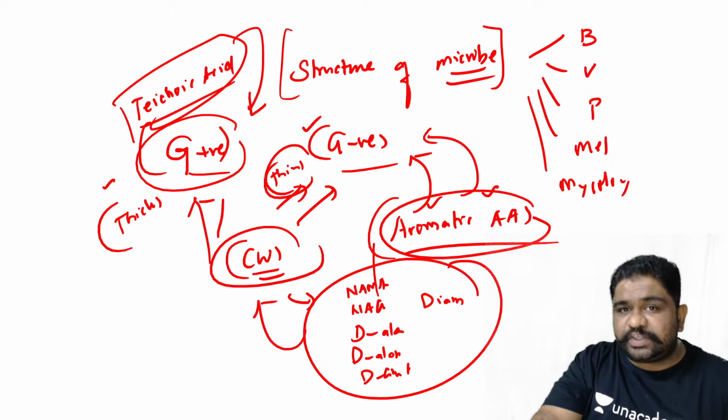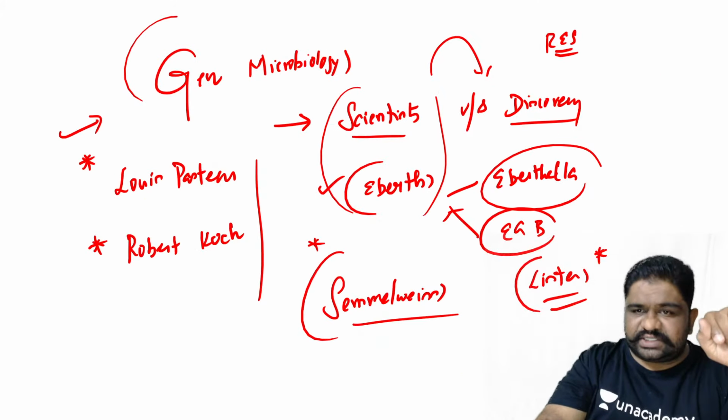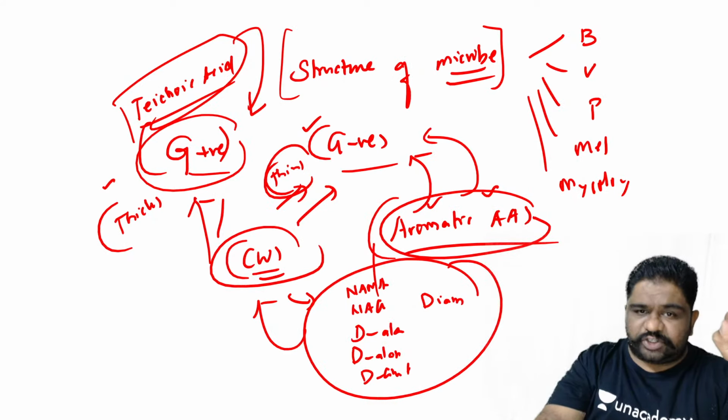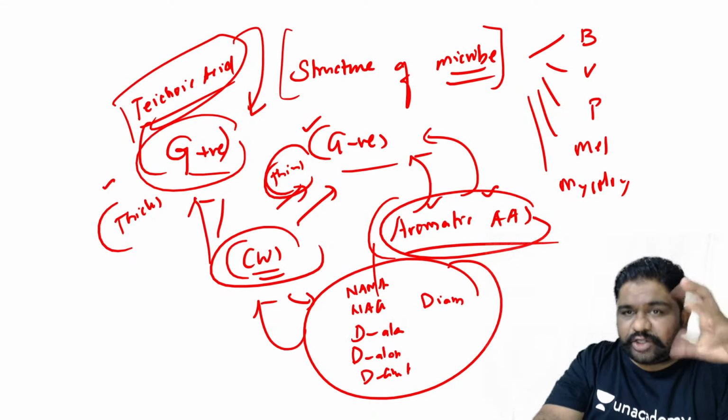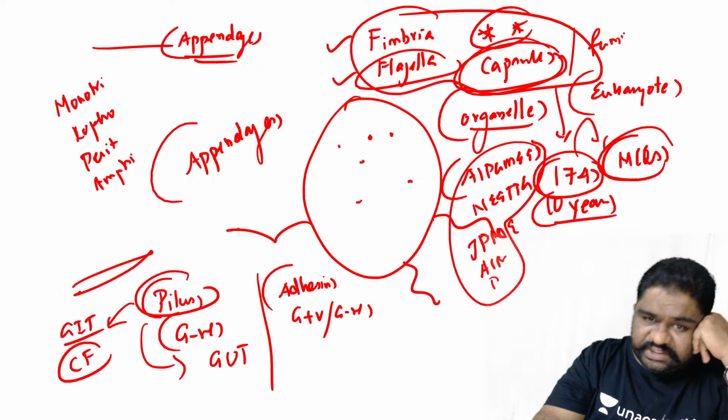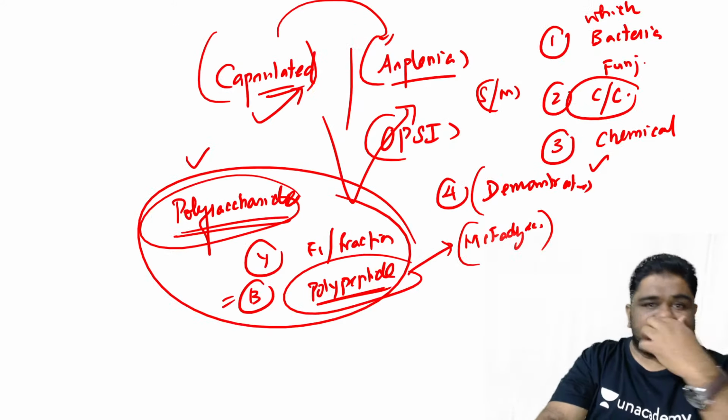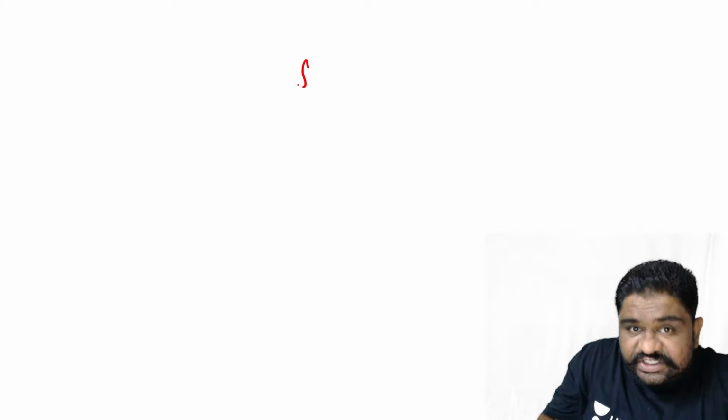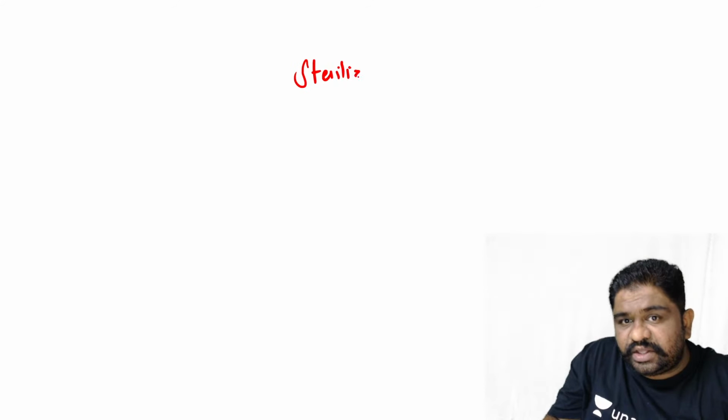So what have we done in case of microbiology? To understand the scientists and their discovery. The second thing is about the structure of microbes in and out of it, inside the organelles, outside it can be the appendages, and questions based on appendages. The next thing that can be important in case of general microbiology will be sterilization and disinfection.